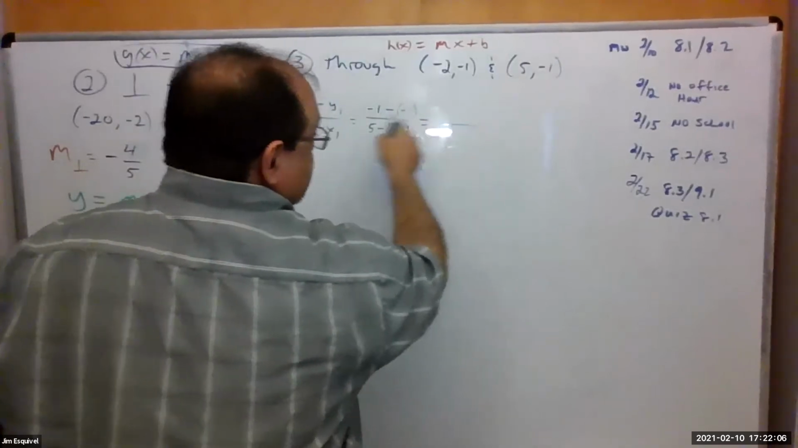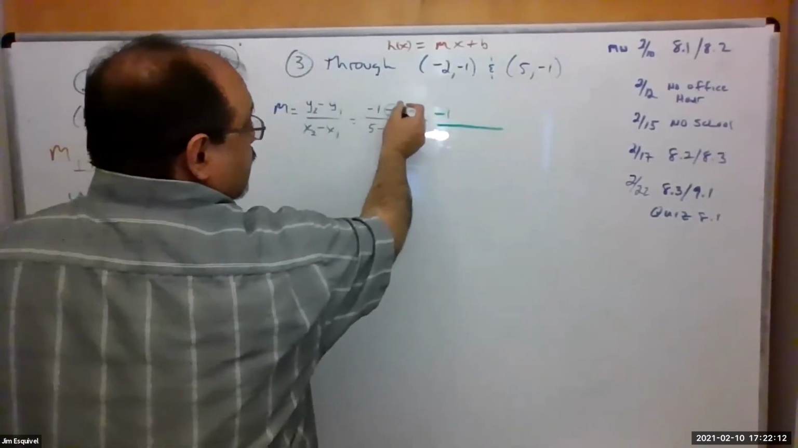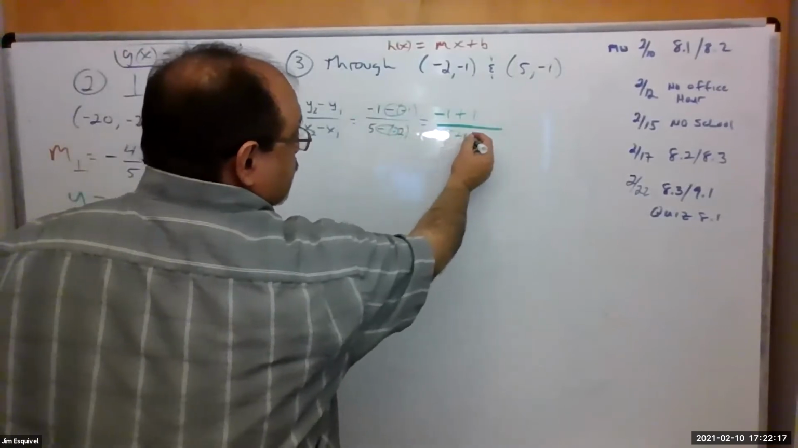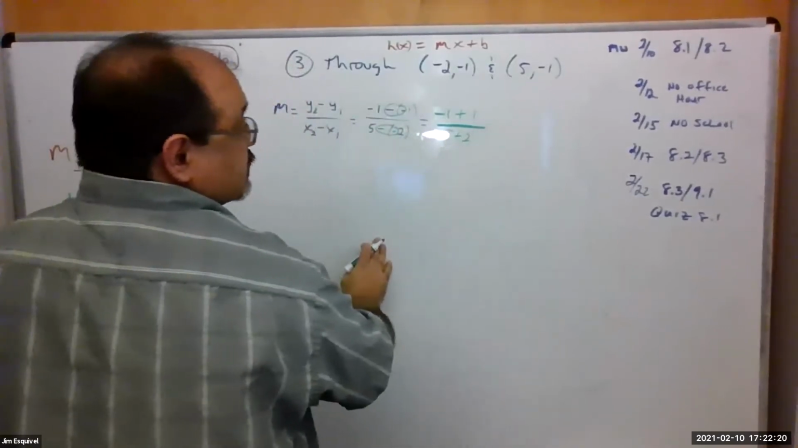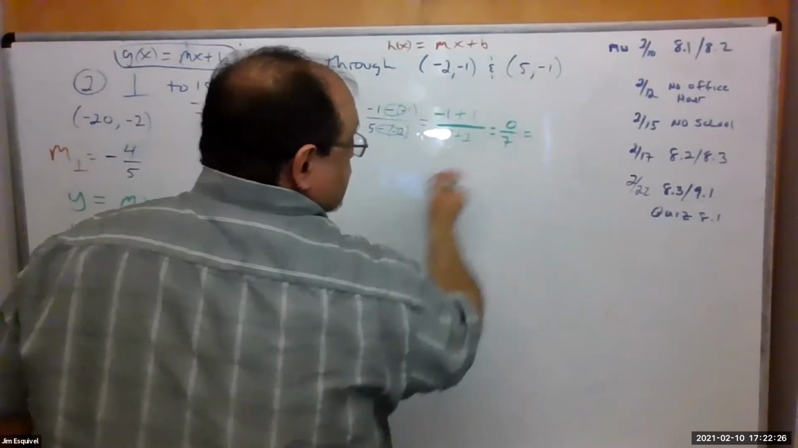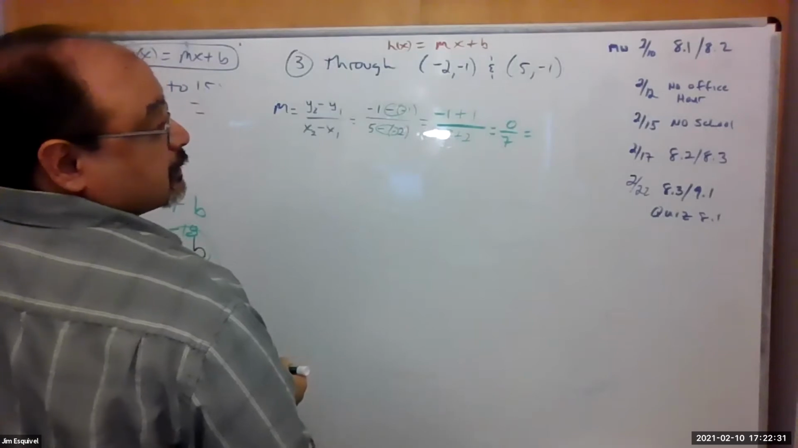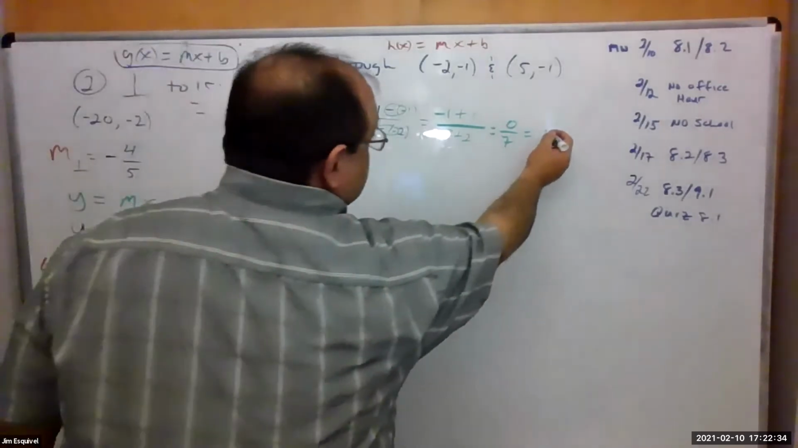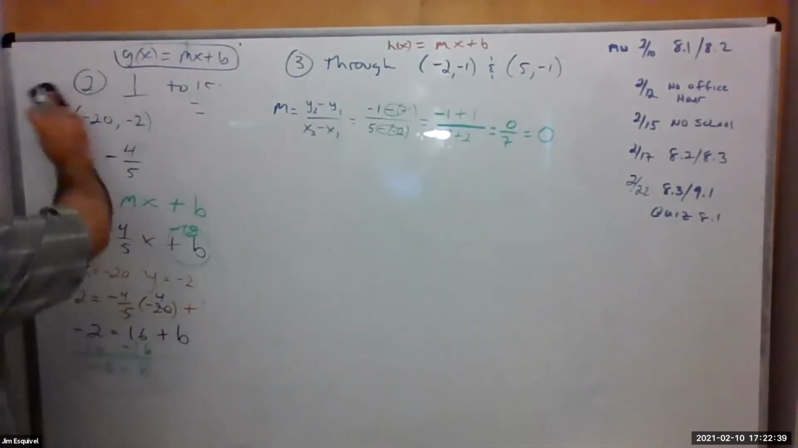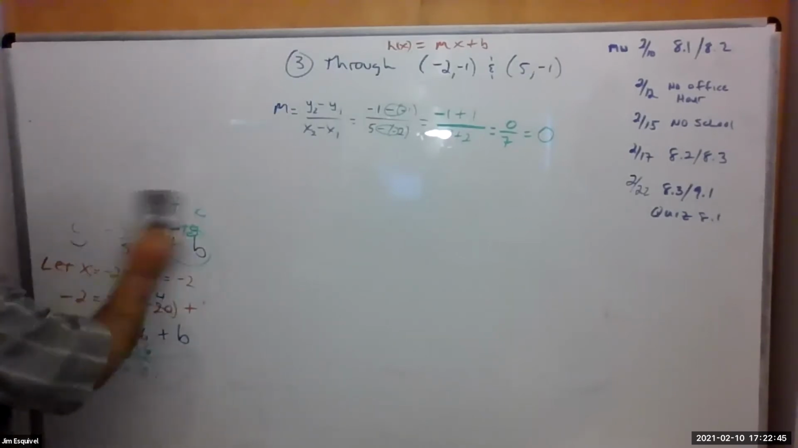So this is -1 plus 1 over 5 plus 2. And this is where you want to make sure you get this right. -1 plus 1 is 0 over 7. 0 divided by 7 is what? 0. Good. Make sure you know which one is which. 0 in the numerator is 0. 0 in the denominator is undefined.